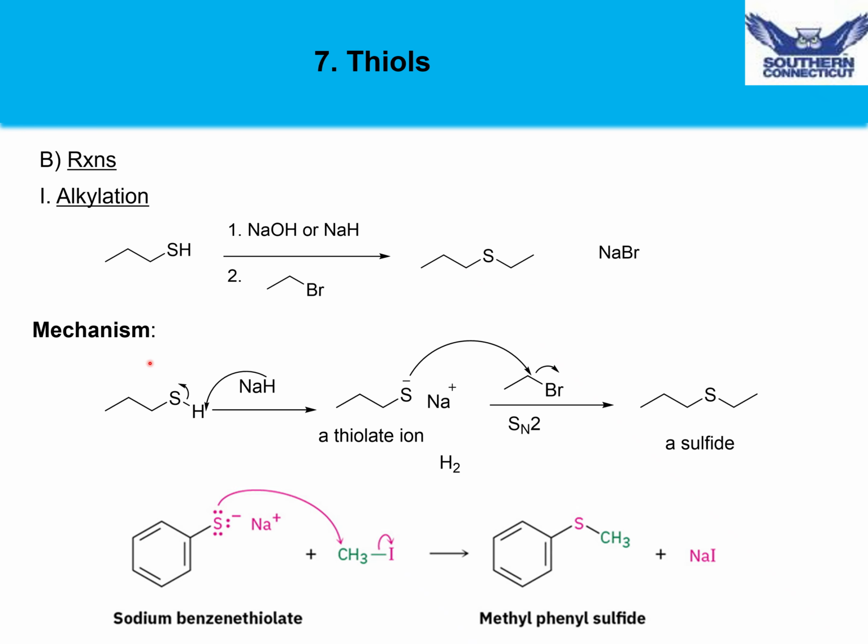Here's a look at the mechanism. Sodium hydride will remove this hydrogen, producing a thiolate ion, which will then do an SN2 reaction on a primary alkyl halide to produce the sulfide. This reaction works best when there isn't a lot of sterics around the alkyl halide, so methyl halides, primary alkyl halides, or even sometimes secondary alkyl halides work best. Here's an example with sodium benzene thiolate. It will attack the methyl group that is attached to this iodide to give us methylphenyl sulfide.